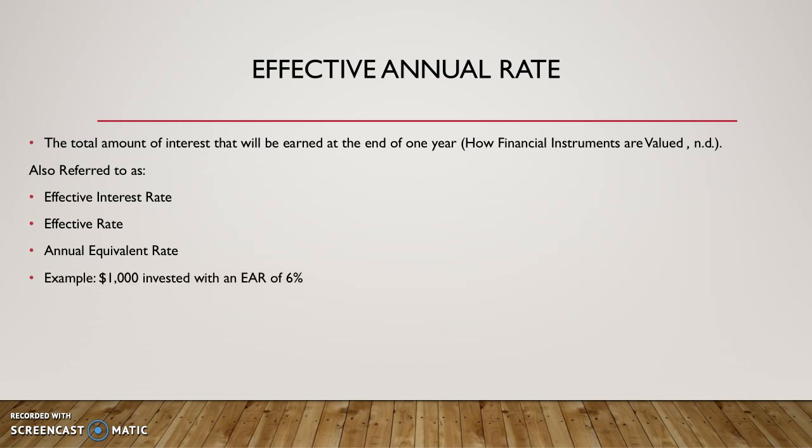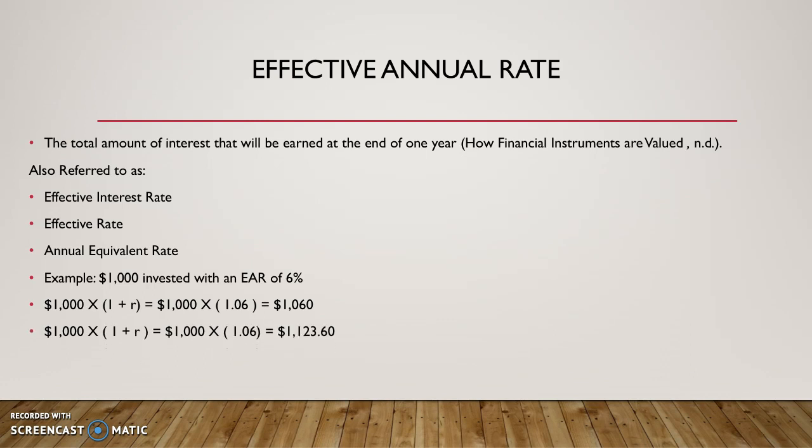Let's take an example of the effective annual rate. On $1,000 invested with an EAR of 6%, we take the principal of $1,000 multiplied by 1 plus the rate, which is equal to 1,000 times 1.06, gives you a total of $1,060. If we then compound it a second year, we'll see that that $1,060 becomes $1,123.60.